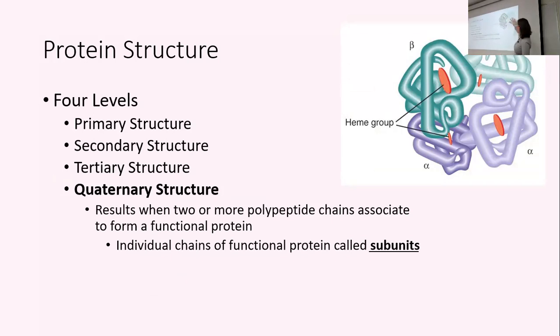This is hemoglobin. Hemoglobin is actually made of four polypeptide chains. Right. So we pull multiple amino acid chains together, they form some structure, and that is what we call a functional protein. Right. And each individual chain is called a subunit of the full functional protein.